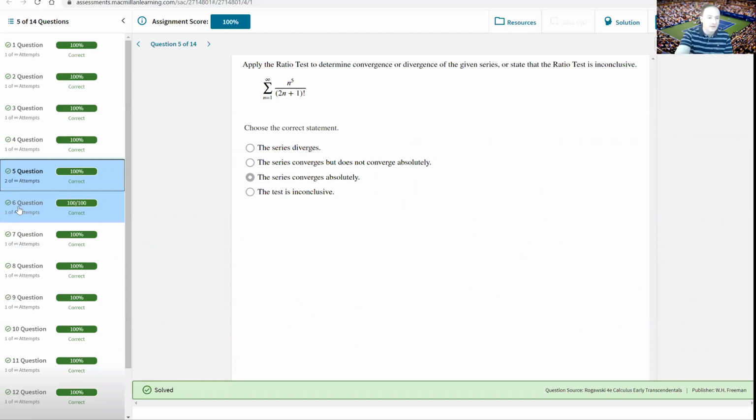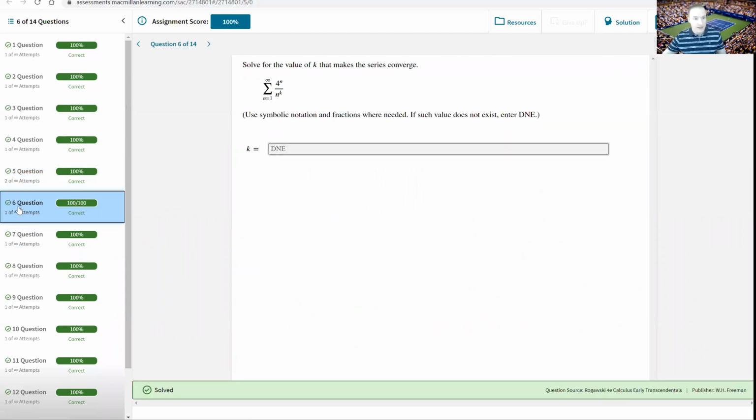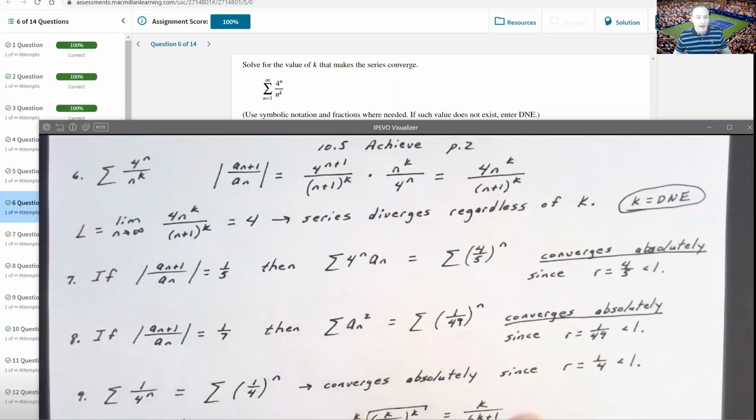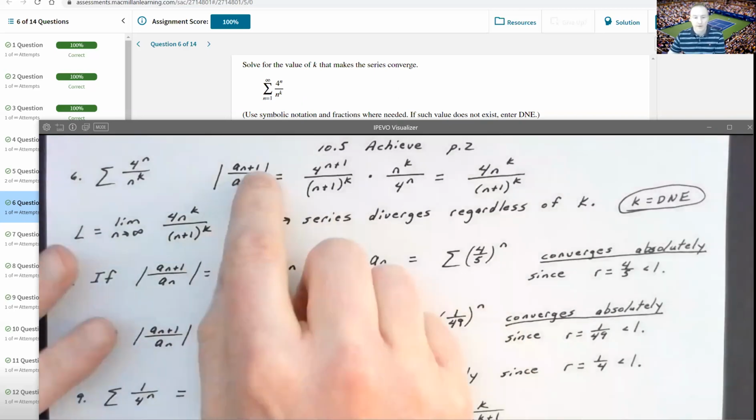Now, for the next question here, number 6, here's the work I did for that. I have the series 4 to the n divided by n to the k. I could see a student getting confused on this one. Let's talk about the work that I've done on this one.